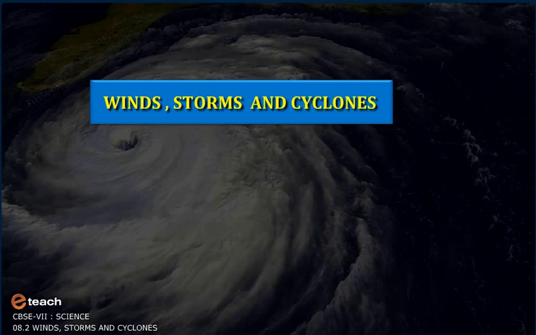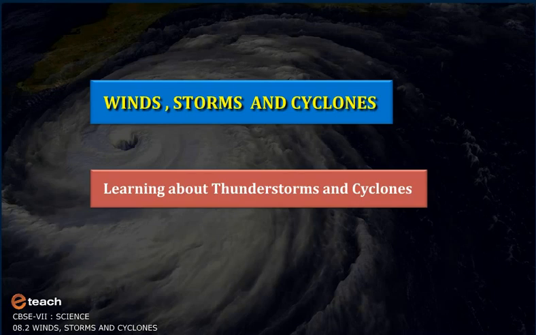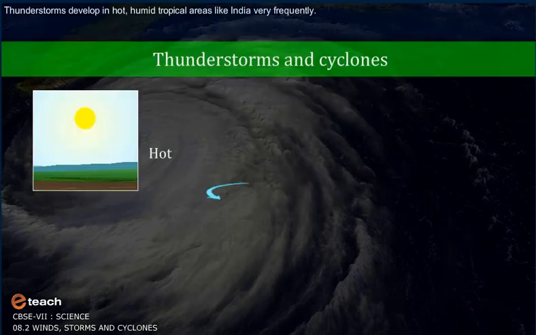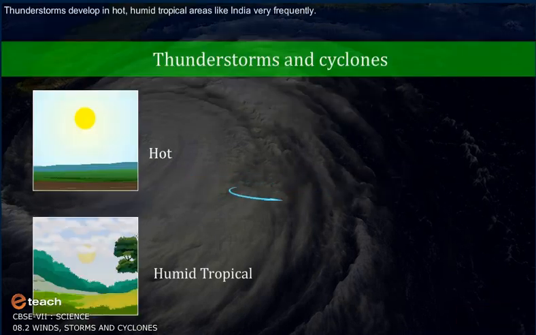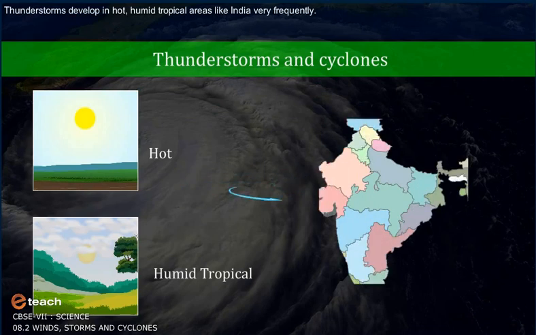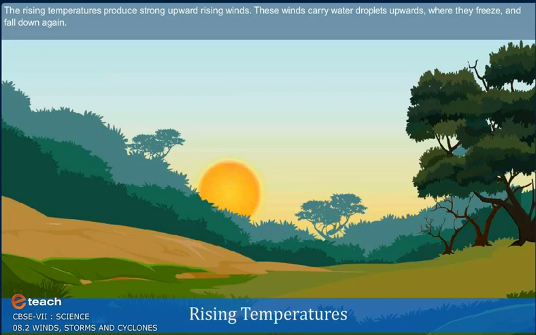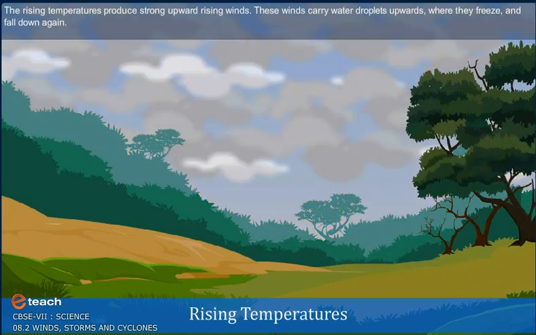Winds, storms, and cyclones. Learning about thunderstorms and cyclones. Thunderstorms develop in hot, humid, tropical areas like India very frequently. The rising temperatures produce strong upward rising winds.